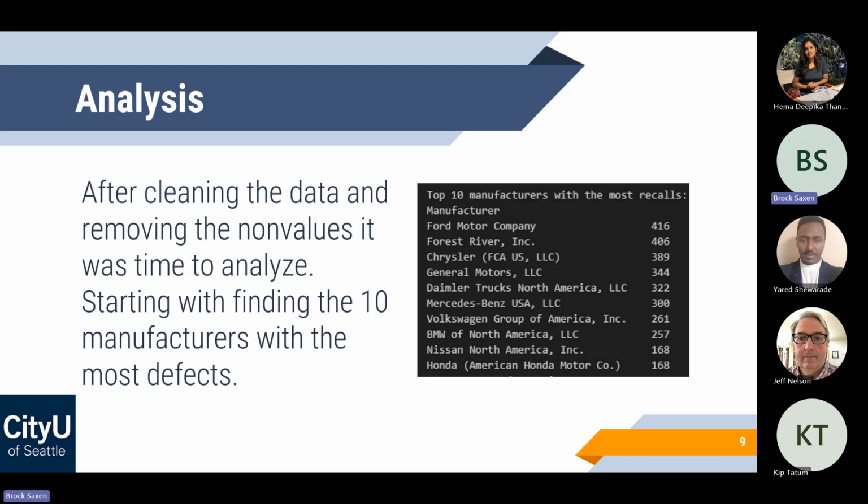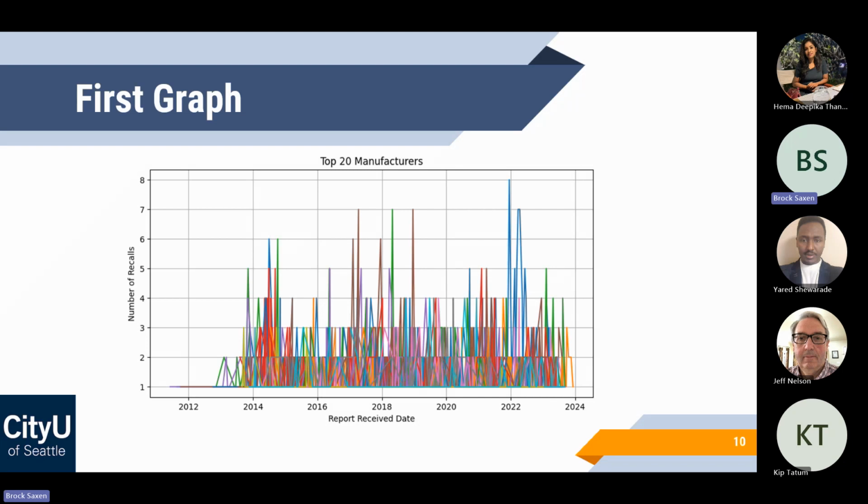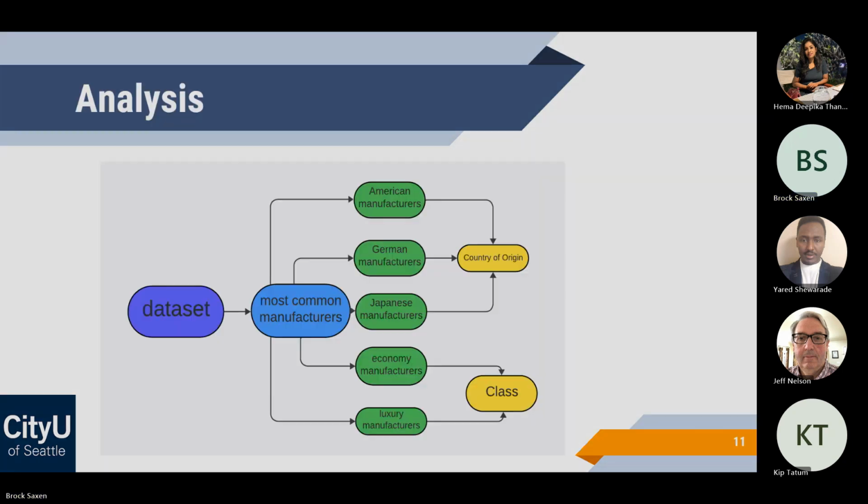The first thing I did was find the top 10 manufacturers with the most defects, and that's what's shown here. Then I went and graphed the top 20 manufacturers with the most recalls, and here's the output. As you can see, that's kind of a lot. It was really messy and hard to read. So I broke the data down into smaller groups that were easier to read.